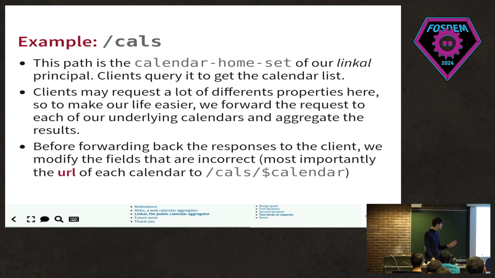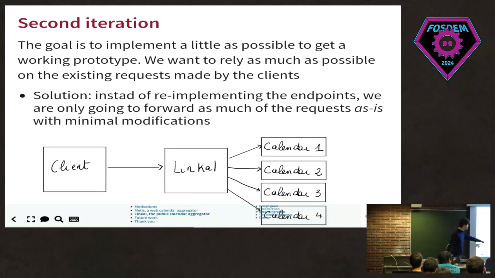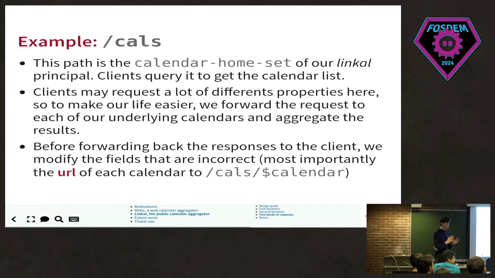There are a lot of cosmetic fields that you can modify, but the most important field that we need to modify is the URL of each calendar. Basically, each underlying server, when they answer the request, will say, find this specific calendar at this specific URL, which is their own URL, right? So we have to change this so that it corresponds to where we can answer the request for this specific calendar. So we change the URL for each calendar to /cals/ the name of the calendar. And so now the CalDAV client has a list of URLs for each specific calendar.